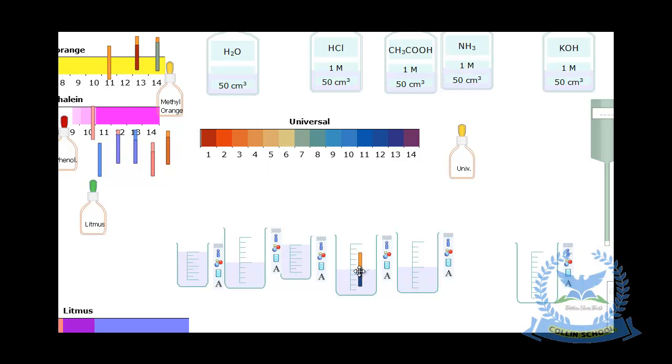The next one, this is ammonia solution. Theoretically it's weakly basic, and as you can see, it gives us a pH of around 10, between 9 and 10. Okay, we have another here.